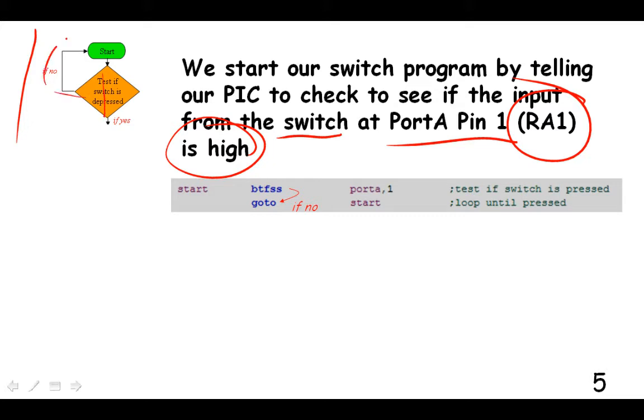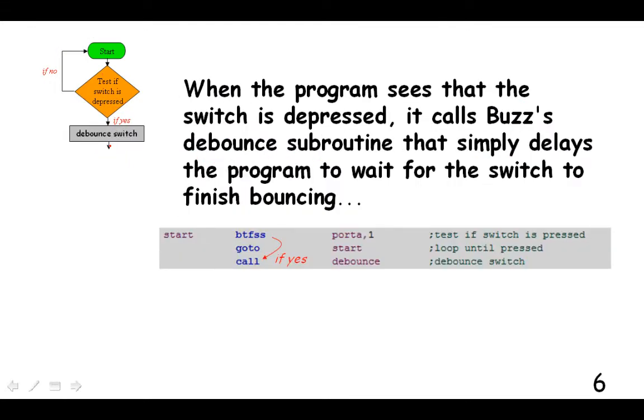If it hasn't been pressed, it just goes back and tests it again, and then it tests it again about 1,000,000 times a second. And then as soon as you press it, it says, finally, I've been waiting my life for this button press, and it says yes, and it goes to the next statement. So it jumps over the go-to statement, which was bringing it back to start, and goes to this next statement. And the next statement, if the switch is depressed, is debounce.